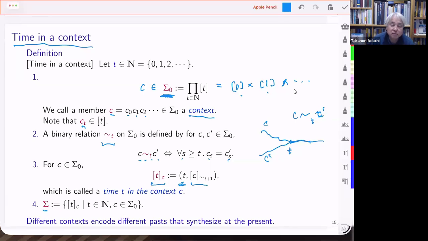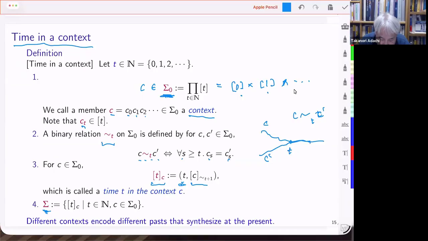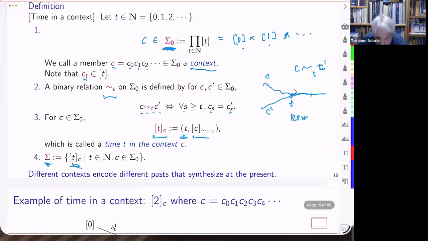Again, I'm sorry, there is some confusion about delta and sigma. There are many deltas and many sigmas, but we slightly change the font. This sigma is the set of all times t in the context C. The point is that different contexts encode different pasts. If this is now, we see the past. There are lots of pasts, but they are represented by different contexts. This is the idea.